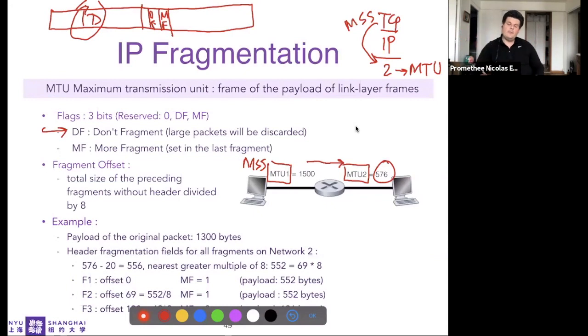So it means that if I put it to one, that router will discard the packet because it's too big and I cannot fragment it. If I should be able to fragment it in the network, I should put zero. Okay, I should set this bit to zero.